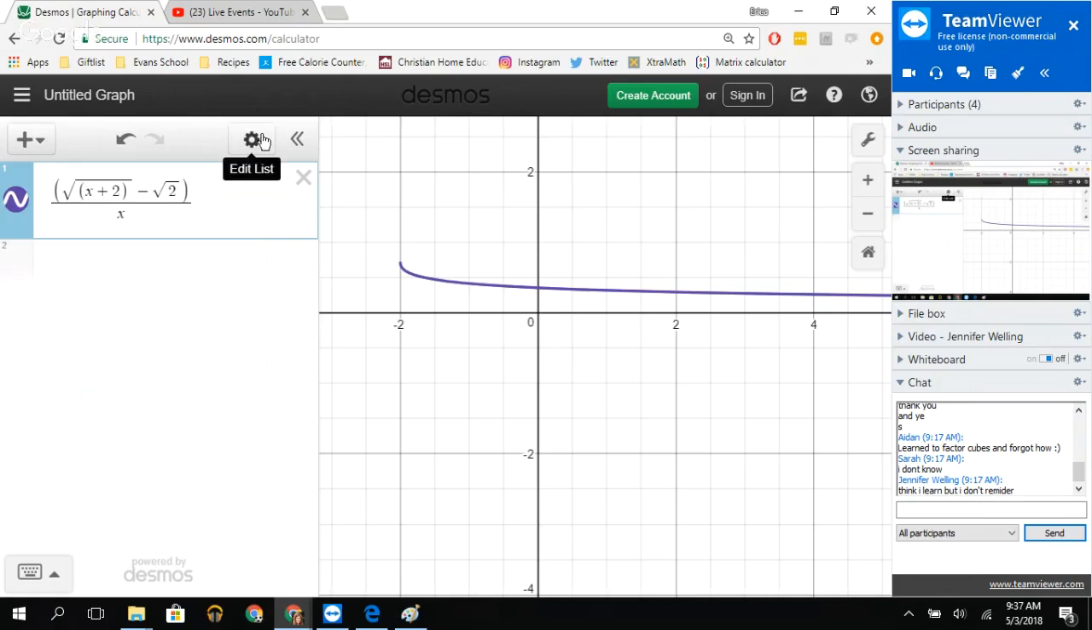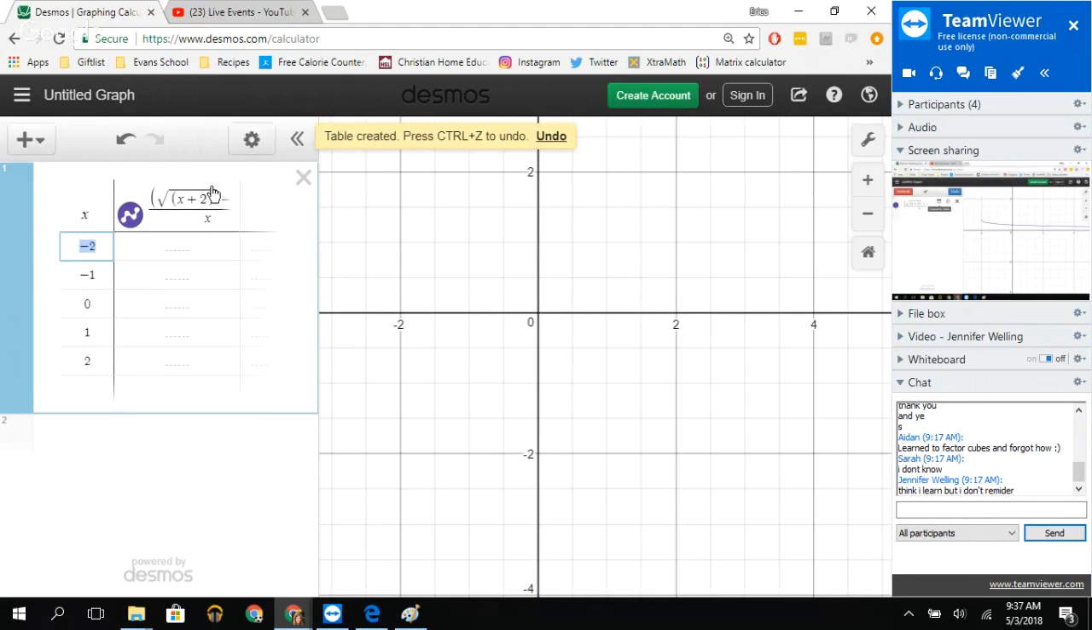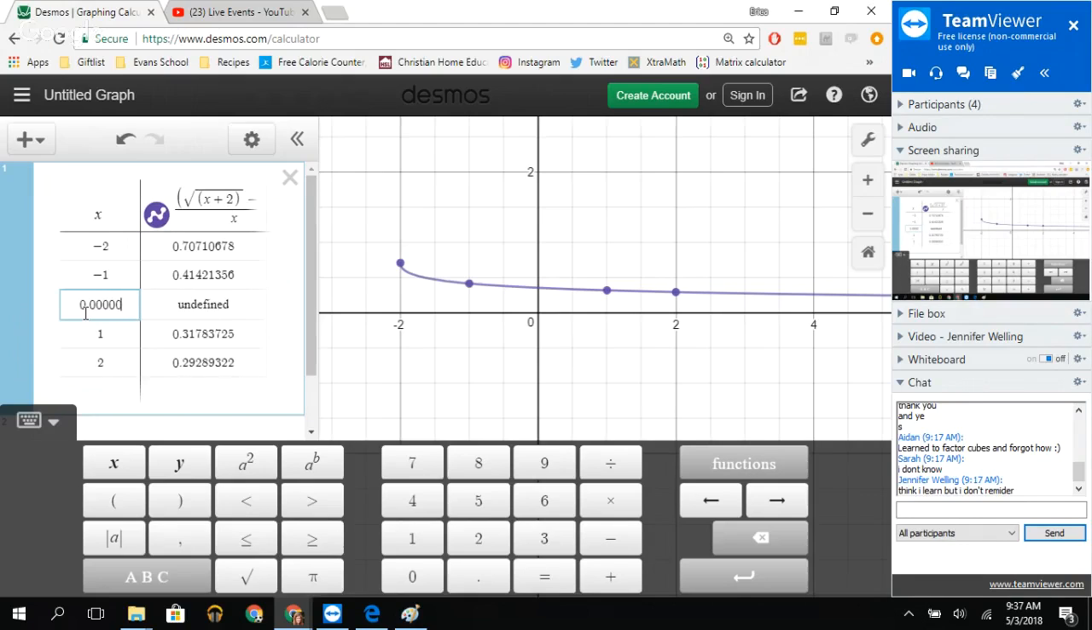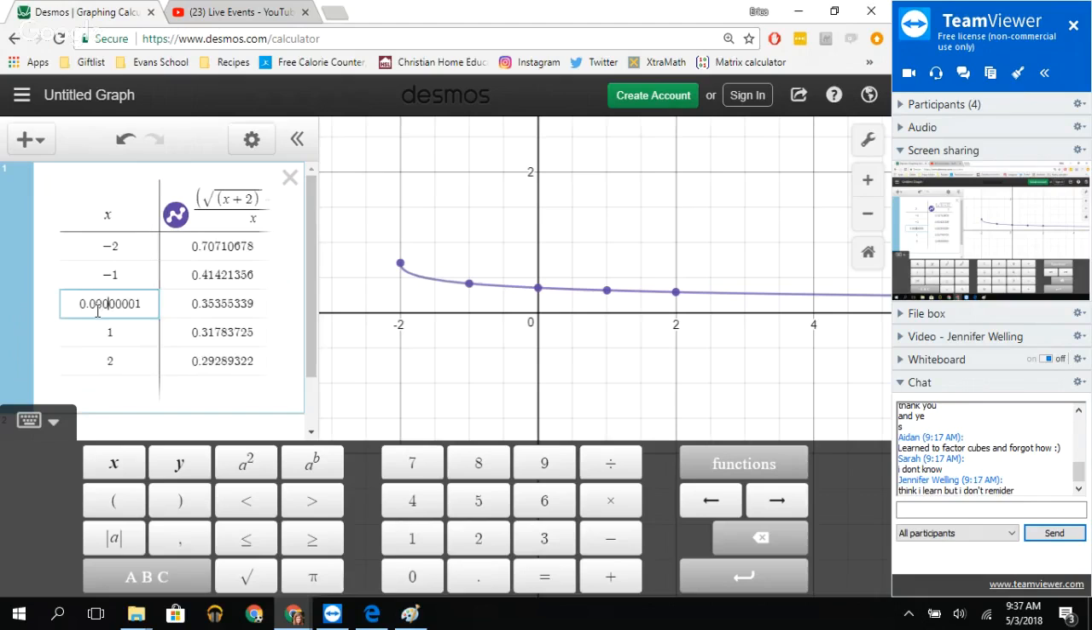So again, if I go into my table feature, this isn't a very exciting example, sorry guys, as I get closer and closer to 0, 0.0001. A few zeros in there for good measure. Let's just keep, oh. All right, looks like I'm converging on 0.35 as I get really close to 0.